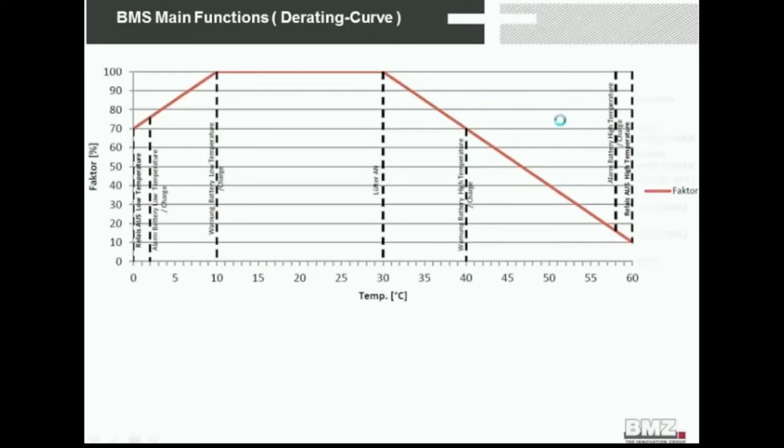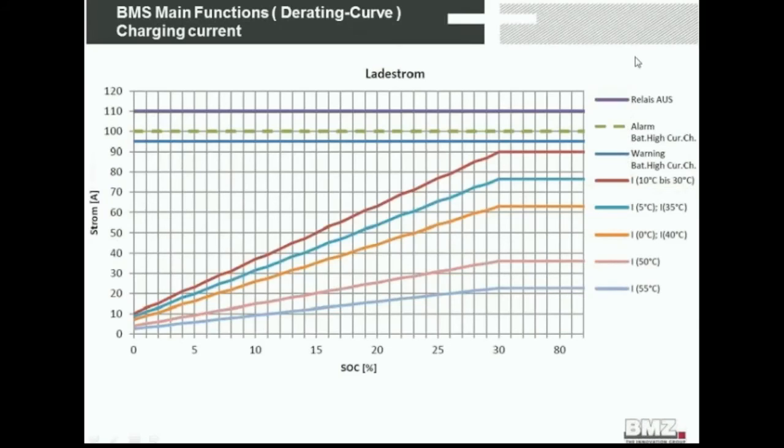The derating function has direct impact on the charging current. When the temperature of the battery is 55 degrees Celsius, you see that you will only get very, very little current. On the x-axis, you see the state of charge, and on the y-axis, you see the current. This means between 100% SOC and 30% SOC, you will have a derating, still here at charging, from 90 to 20 amps.